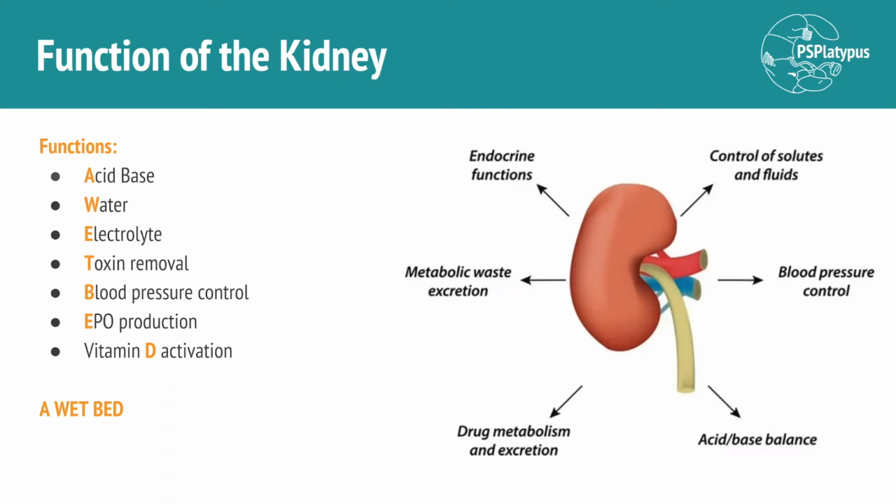for blood pressure control, and E for erythropoietin production, which is our endocrine signaling molecule that stimulates increased production of red blood cells. Then we have D for vitamin D activation.